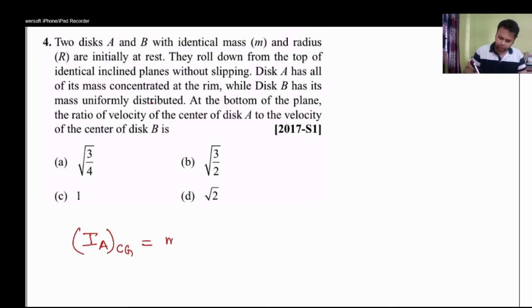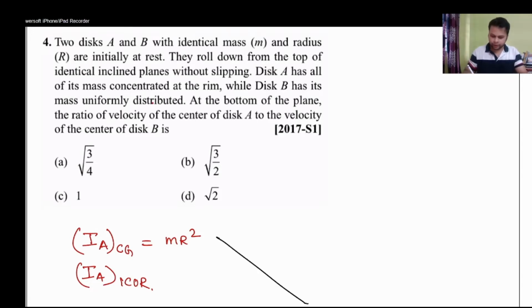I can say it is equal to mr square, right? So the moment of inertia of A about the instantaneous center of rotation. All of you should know what the instantaneous center of rotation is, right? If this is rolling, let me say it is rolling around this plane, and this is A. So what is the instantaneous center of rotation? Here the point of contact is the ICOR.